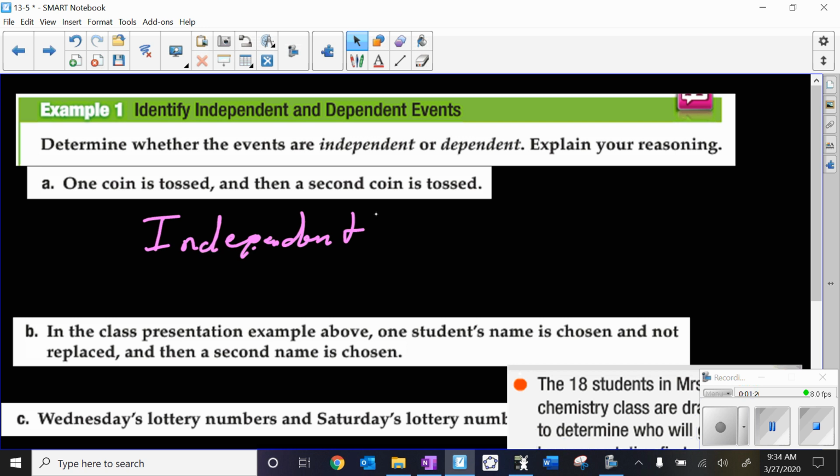And letter B, in the class presentation example, one student's name is chosen and then not replaced. Anytime you see that not replaced, that is going to be a huge key. And then a second name is chosen. So if I don't replace something, that would make it dependent. If I put it back and do replace, then it would still be independent. But since I did not replace it, it's going to be dependent.